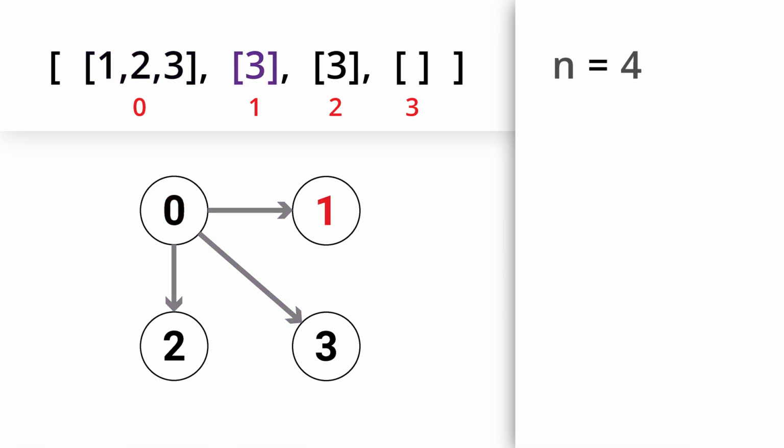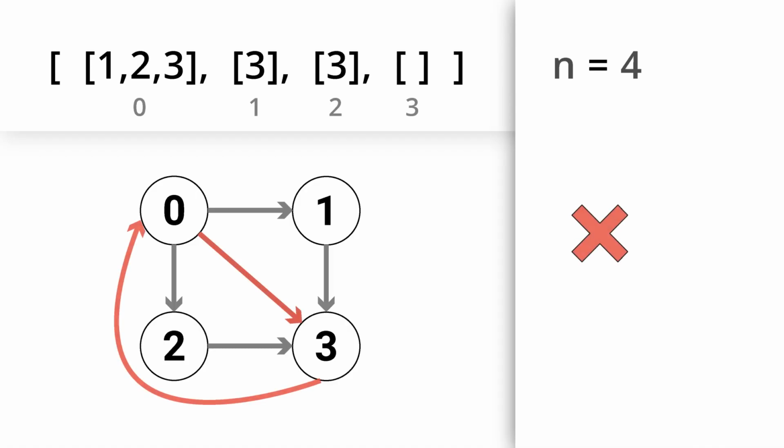From node 1, we have a directed edge to the node 3. From node 2, we have a directed edge to the node 3. From node 3, we have no directed edges. One thing to note here is that since this is an acyclic directed graph, there won't be any cycles in the graph or self loops.